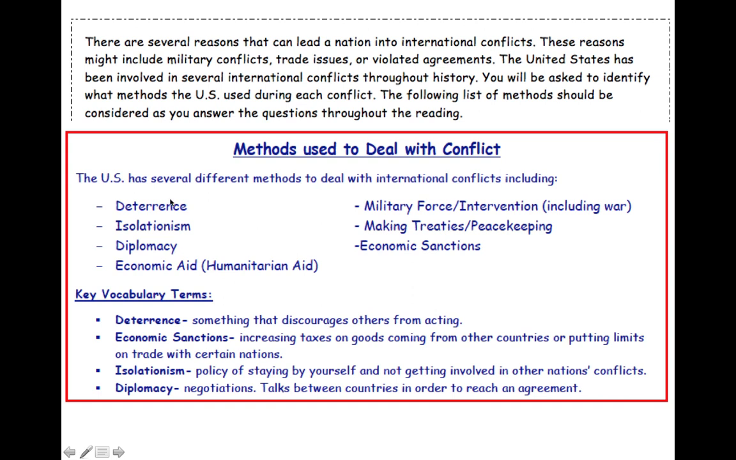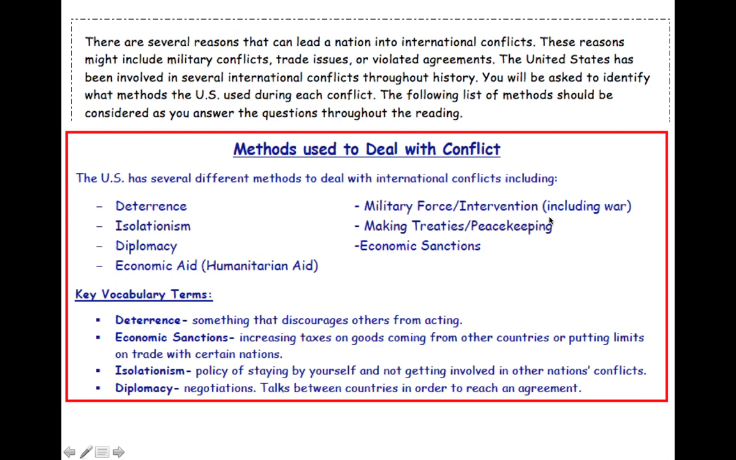So, you've got deterrence. The definition is something that discourages others from acting. So, for instance, a naval blockade, where we're blocking people using our Navy ships. Isolationism means a policy of staying by yourself and not getting involved in other nations' conflicts. You will need this definition on next week's homework. Diplomacy means negotiations or talks between countries in order to reach an agreement. Economic aid means sending money, humanitarian aid.